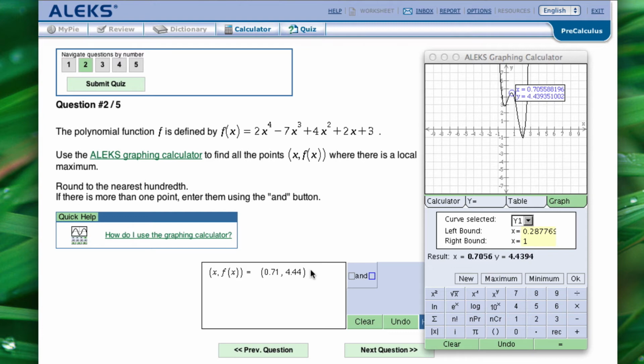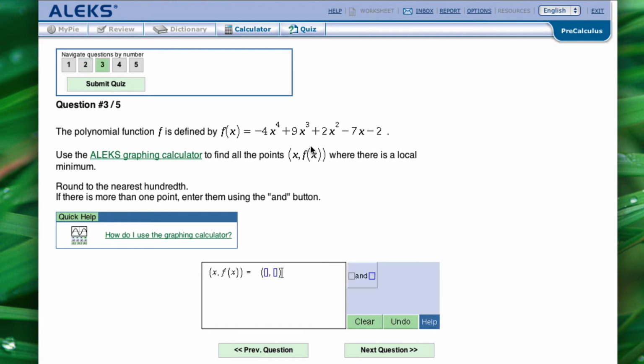Okay. Now you can look on here, we don't have any other local maximum values. We have 2 minimum values for this one, but only 1 maximum value. So in this example, they give you this polynomial function and they ask you to find the local minimum values.